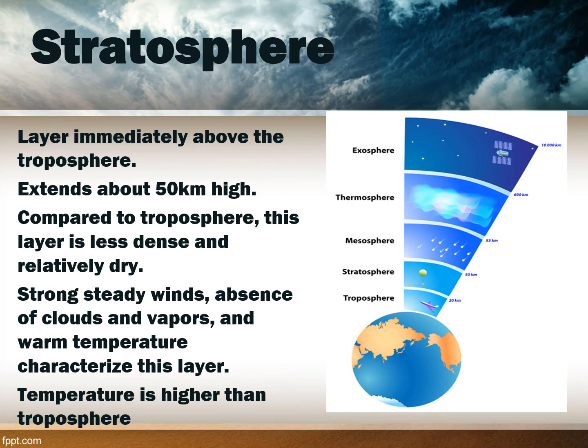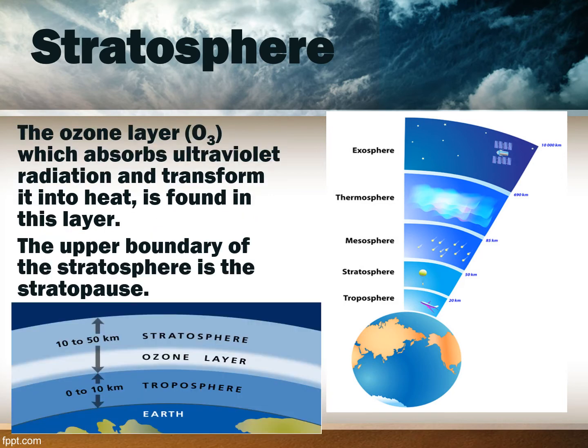Let's talk about now the stratosphere. Layer immediately above the troposphere extends about 50 kilometers high. Compared to troposphere, this layer is less dense and relatively dry. Strong steady winds, absence of clouds and vapors, and warm temperature characterize this layer. Temperature is higher than troposphere. In the stratosphere, the ozone layer is also present, which absorbs the ultraviolet radiation and transforms it into heat. The upper boundary of this stratosphere is called stratopause.